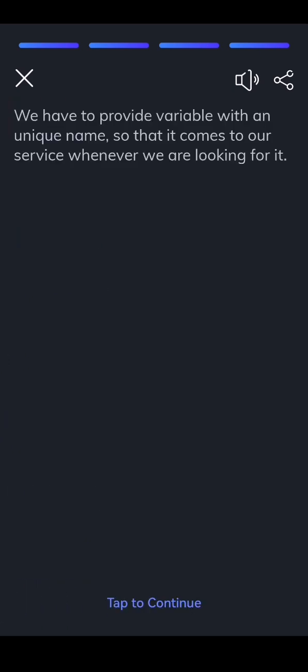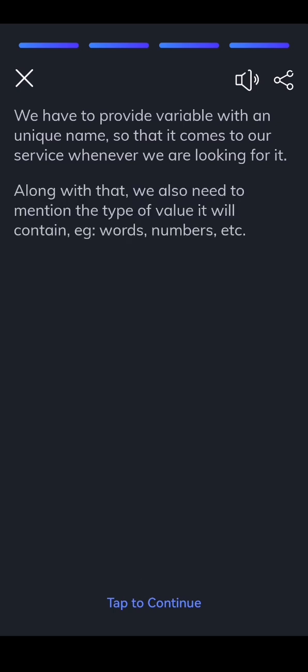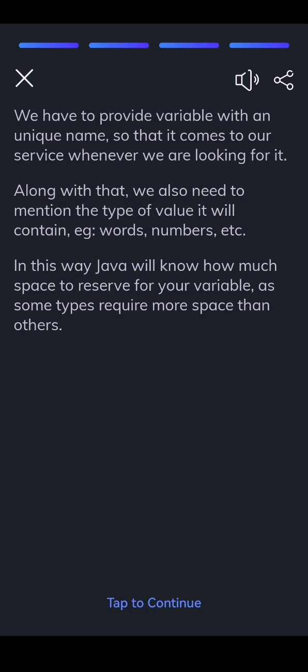We have to provide the variable with a unique name, so that it comes to our service whenever we are looking for it. Along with that, we also need to mention the type of value it will contain, e.g., words, numbers, etc. In this way Java will know how much space to reserve for your variable, as some types require more space than others.